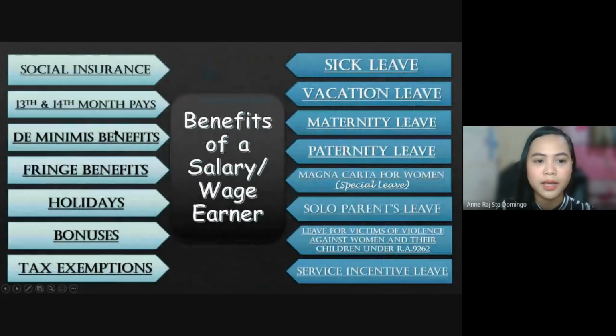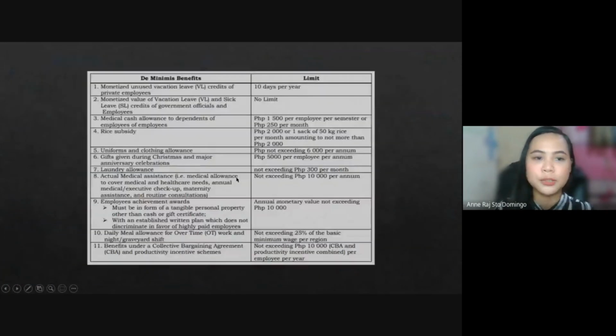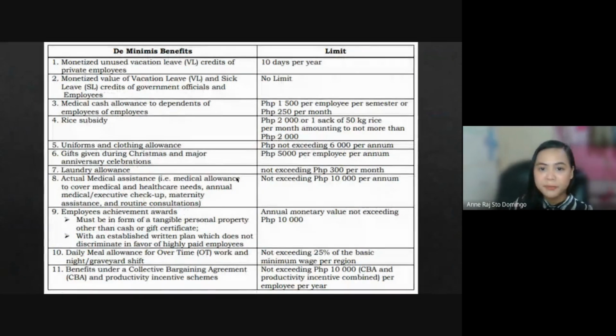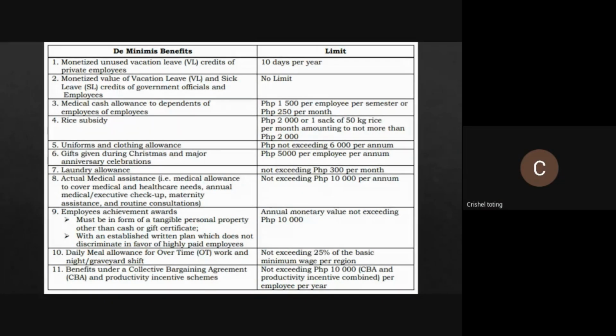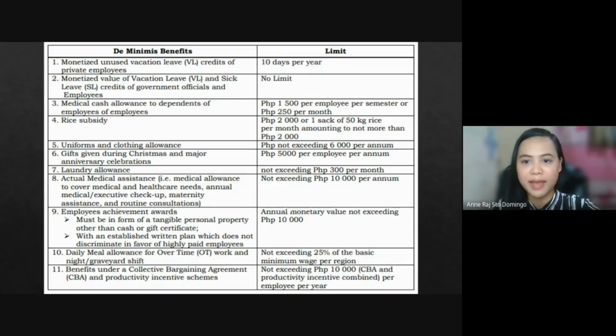So, balik tayo kay de minimis benefits. Here are the de minimis benefits wherein there is a certain threshold kung saan hindi sila mabibigyan ng tax. Can we read number 1, benefit? Pakibasa po. Chriselle, pakibasa. Monetized unused vacation leave credits of private employees. So, anong limit niya? Yes! Sino yung nagtaas ng kamay?